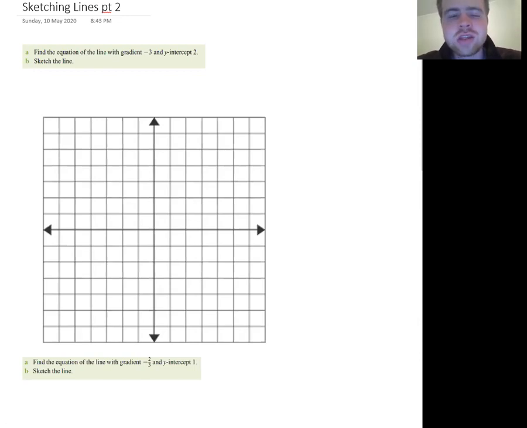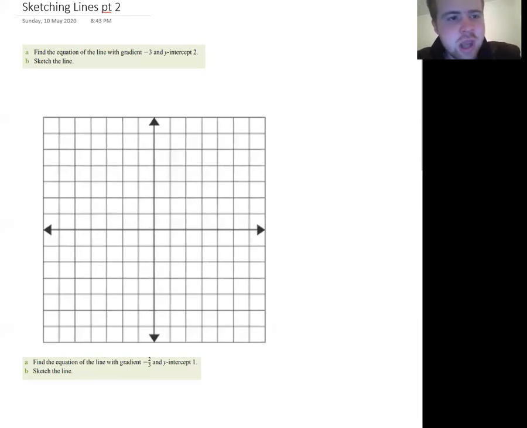This lesson, we're going to do a little bit more to reinforce what we did last lesson, but there's an added level here. We first need to find the equation before we sketch the line. So we're going to look at the gradient and the intercept, write the equation, and then sketch the line, just like we did last lesson.